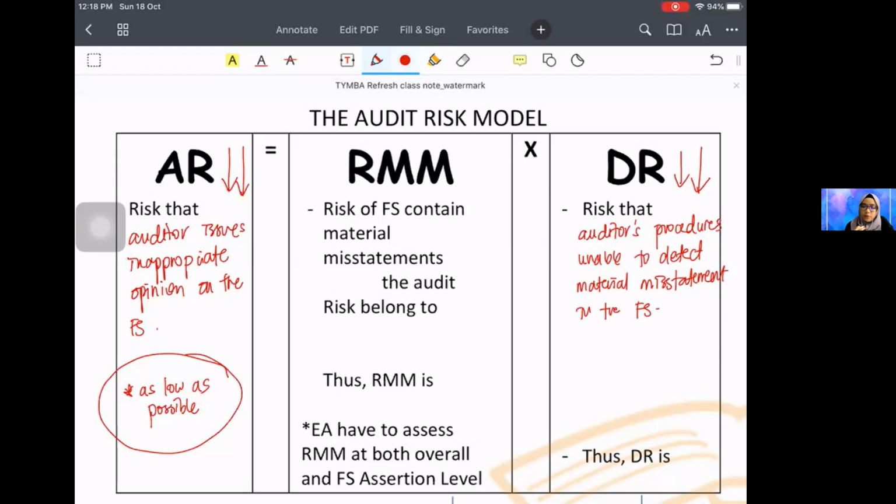So when we talk about auditors tu punya audit work, their own action, that's why we can only control our own actions rather than we control the risk of material misstatement, because risk of material misstatement belongs to the client. DR belongs to auditors themselves. So we can control ourselves. We cannot control other person. Okay, in short, the detection risk is controllable.